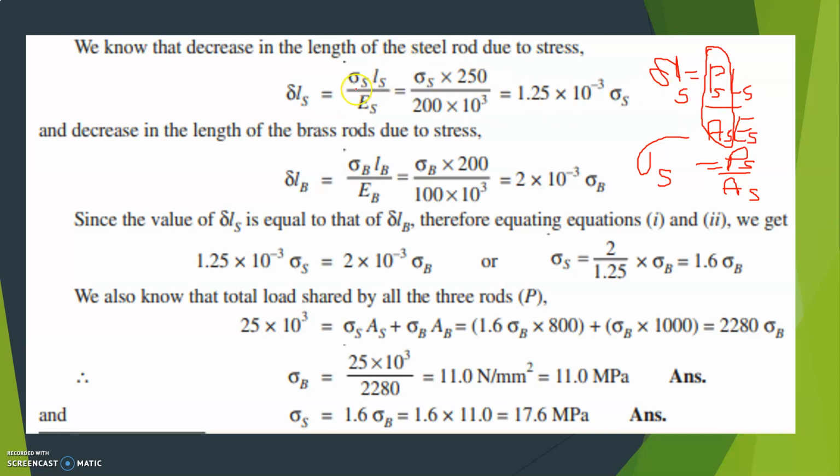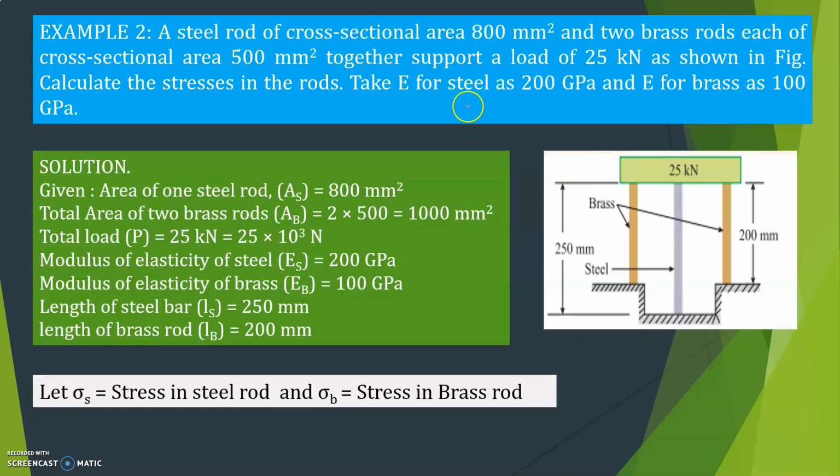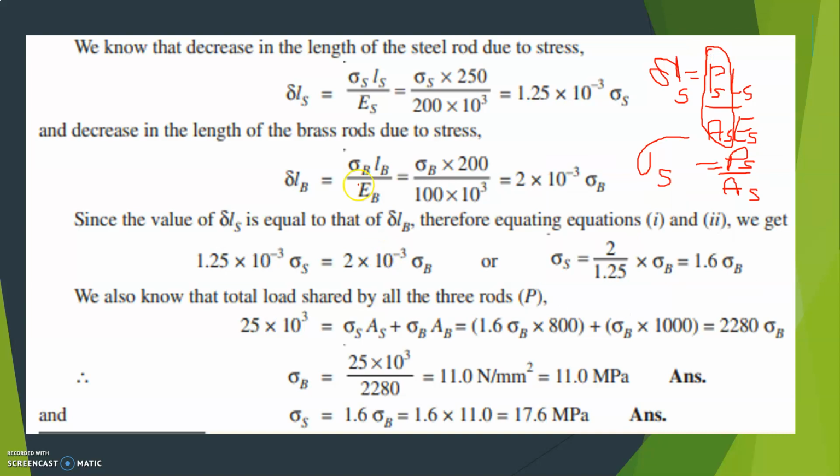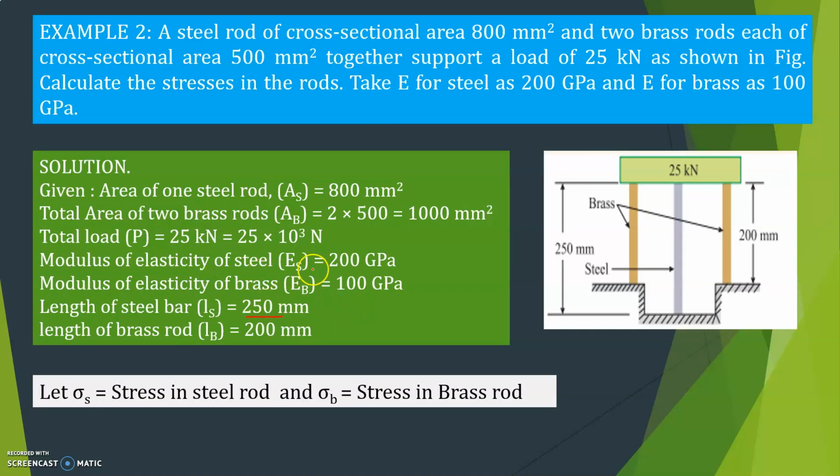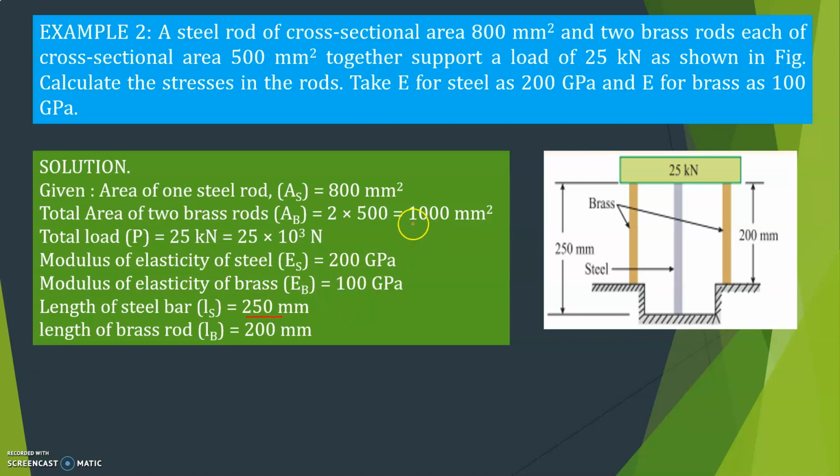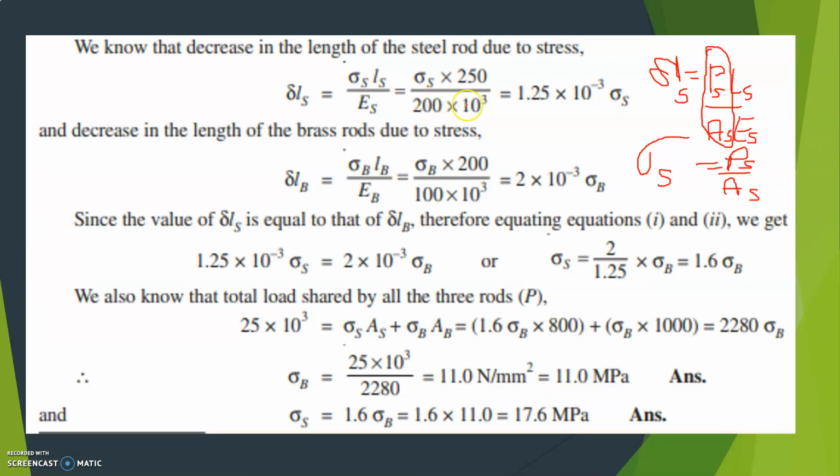So write that and substitute the given value. Sigma S we don't know, into LS. What is the length of the steel bar? That is equal to 250 mm. Okay, substitute, and ES, Young's modulus for steel, is 200 GPa, so that is nothing but 200 into 10 raised to 3. Okay, simplify this. You will get this equation, this value.